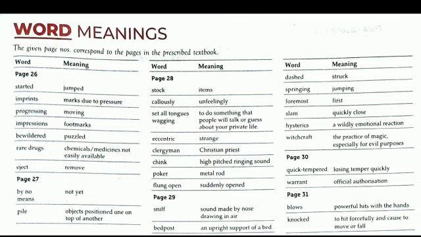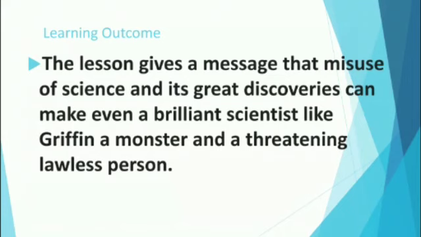So students, what do we learn from this chapter? This lesson gives us a message that misuse of science and its great discoveries can make even a brilliant scientist like Griffin a monster and a threatening, lawless person. That means, once you get the power, you should never misuse it. If you remember Spider-Man saying in the first movie, with great power comes great responsibility.